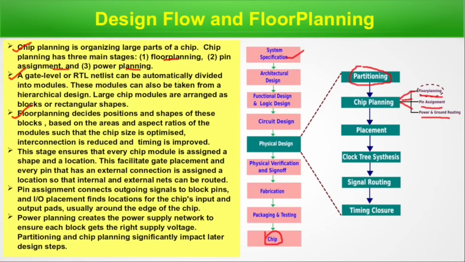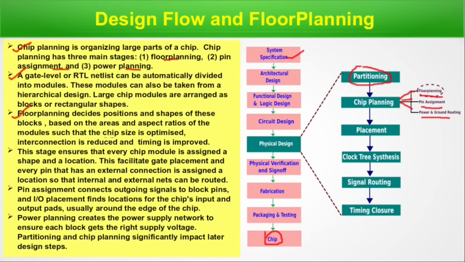A gate level netlist can be automatically divided, and there are tools for this operation, into different modules, and that is part of partitioning. We have already discussed that. After that, when we go to floor planning, the floor planning decides the position and shapes of these modules or blocks based on the areas and aspect ratio of the modules such that the chip size is optimized. We have to arrange those blocks or modules in such a way that total chip area is optimized.